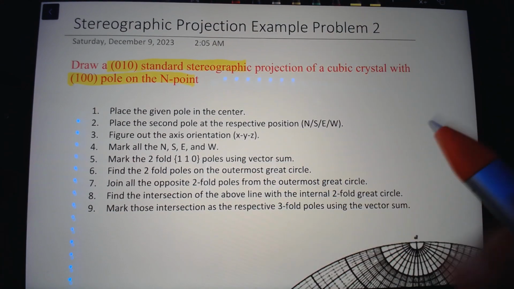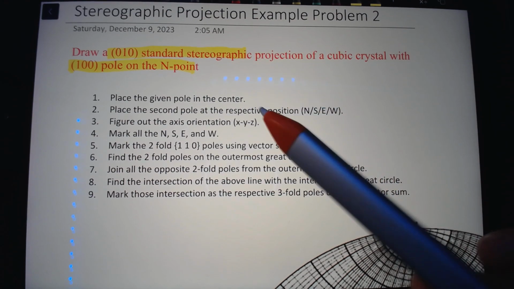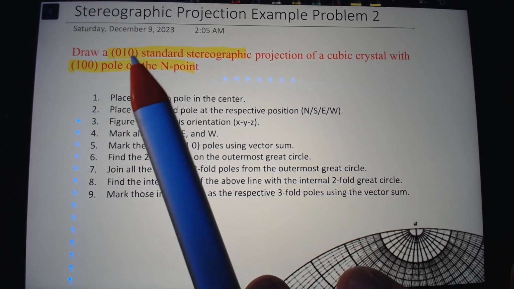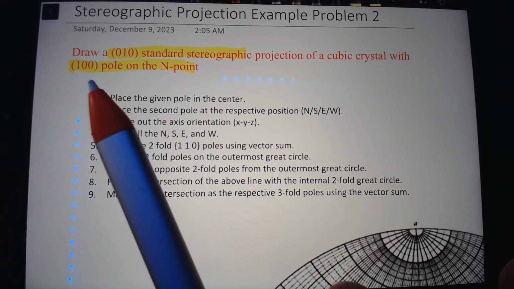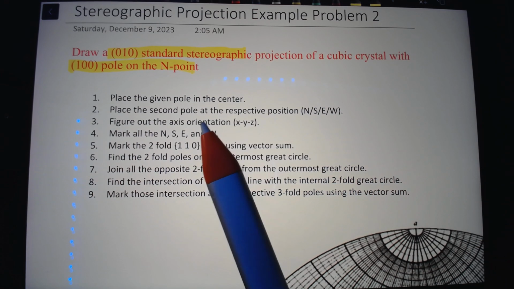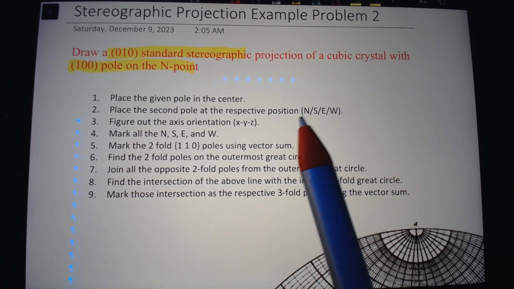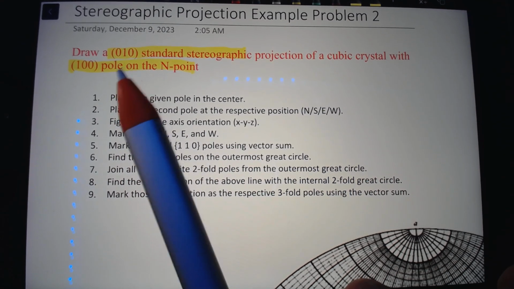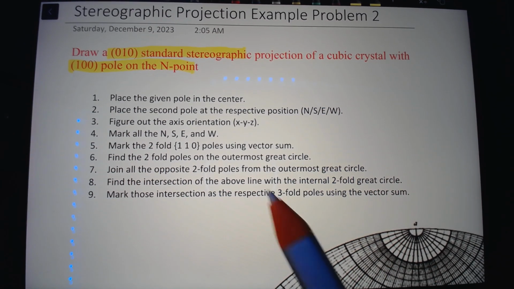Now, let's quickly review the steps that I've written out here, which we followed in the previous example problem. First, we take the pole 0 1 0 and put that in the center. Second, we take the other pole provided to us, 1 0 0, and put it in the respective position. Here it'll be the north position. After that, we'll figure out the axis orientation through these 2 points and how that correlates to the stereographic projection that we are working with, or the Wulff net.